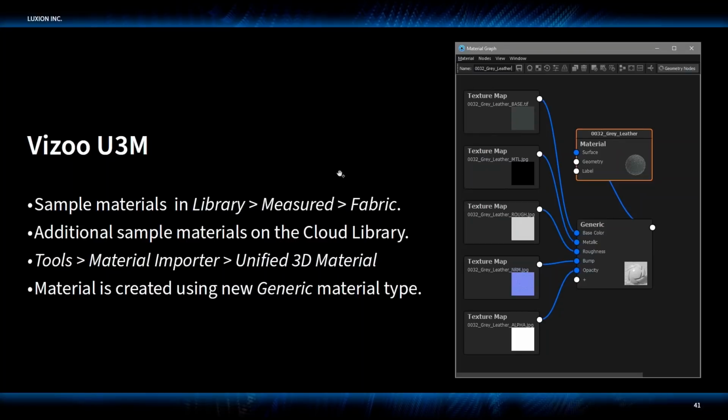Another material that takes advantage of scanned samples is the Vizu U3M. With this one, again, you use the tools material importer, and similar to the Substance Painter importer, all the texture maps will automatically be hooked up to the appropriate inputs of the generic material type to take advantage of those materials you've scanned on your Vizu scanner.